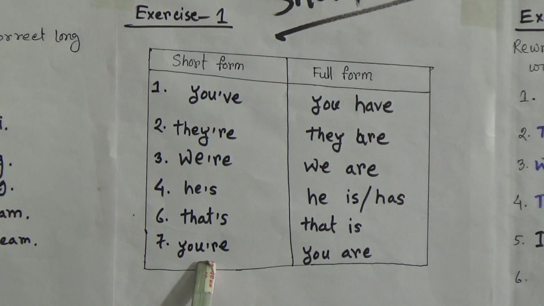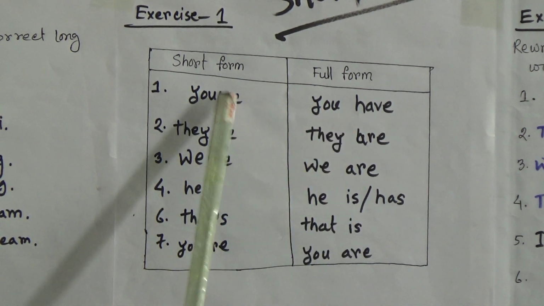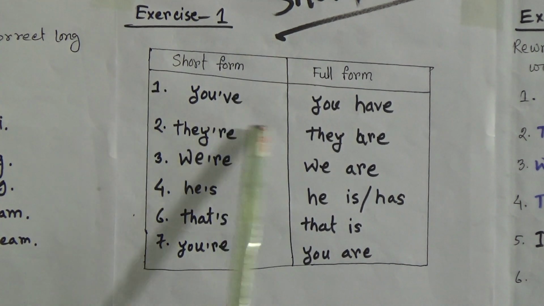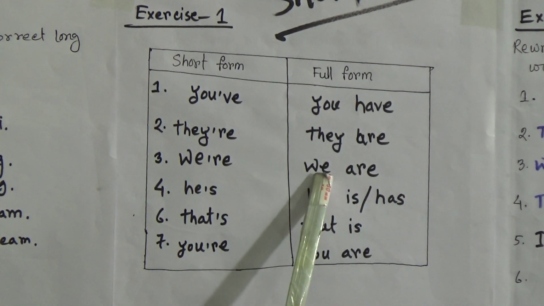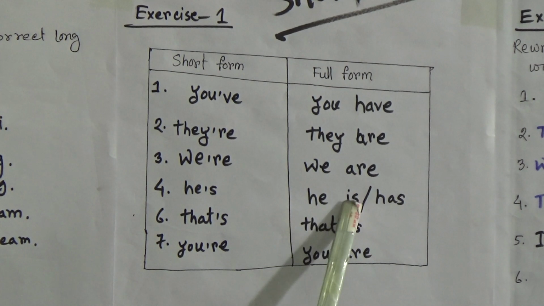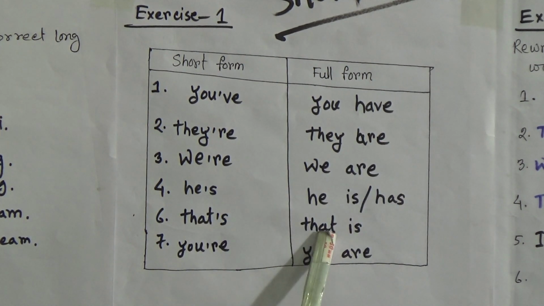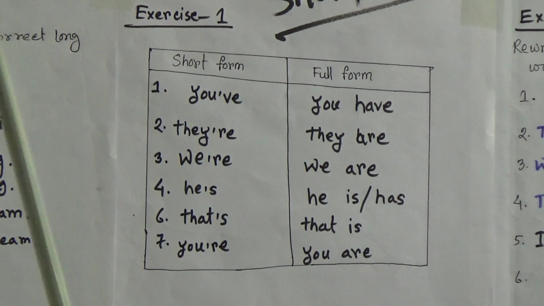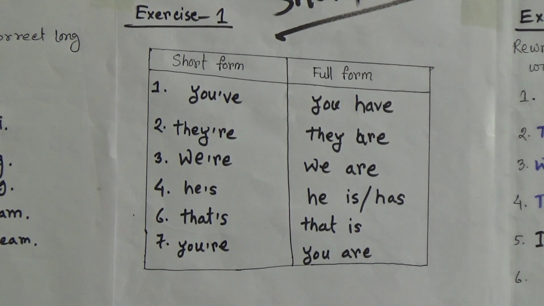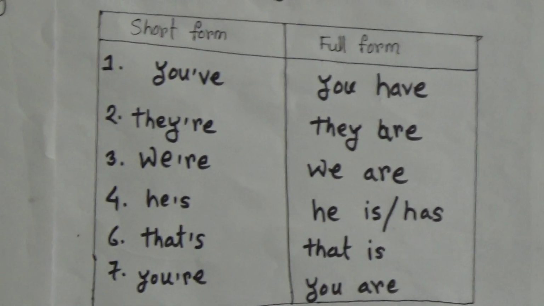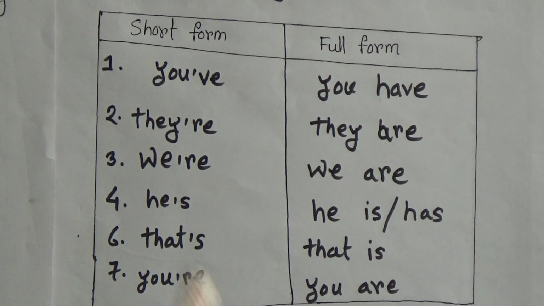Full forms: you have, they are, we are, he is or he has, that is, you are. Okay. This is an exercise on short forms, which we usually use while speaking. Okay. And go to exercise 2.